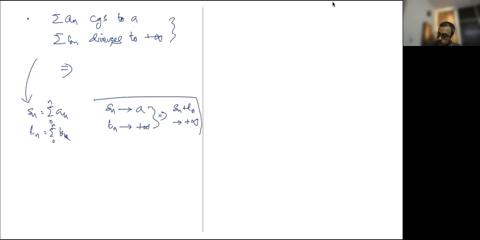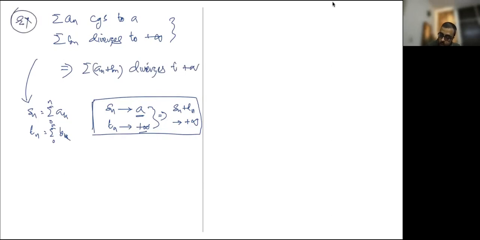So when we introduced those extended reals, I think I had mentioned that the statements about the limit of the sum of two sequences continue to hold as long as this plus this makes sense. Here it does. So this implies summation a_n plus b_n diverges to plus infinity. I'll write it as an exercise so that you can write down a proof, a complete proof.